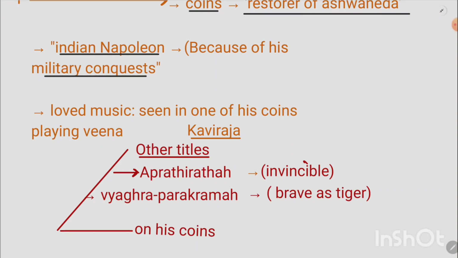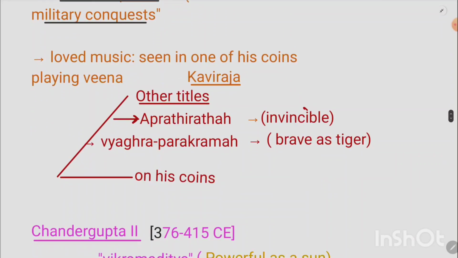Now, in one of his coins Samudragupta is seen playing an instrument called the veena, which is a musical instrument. From that evidence, it is believed that Samudragupta loved music very much, and because of that he is given the title Kavi Raja. If someone asks who is called Kavi Raja, it is generally Samudragupta because he loved music.